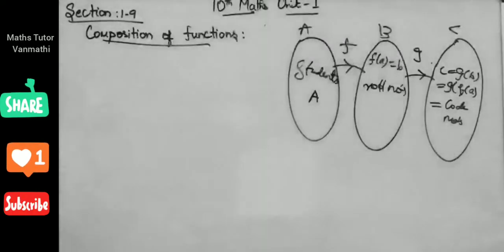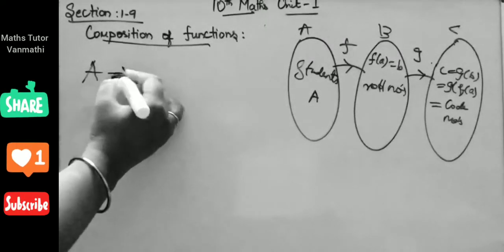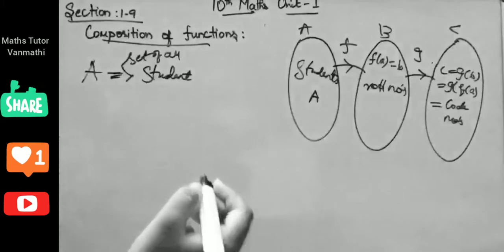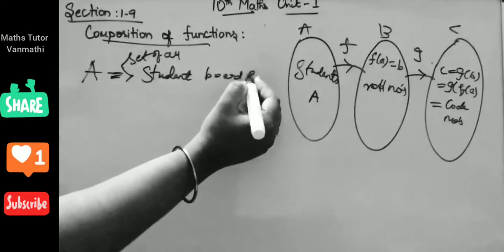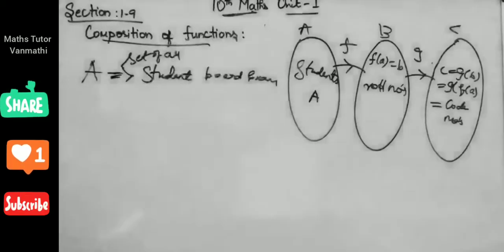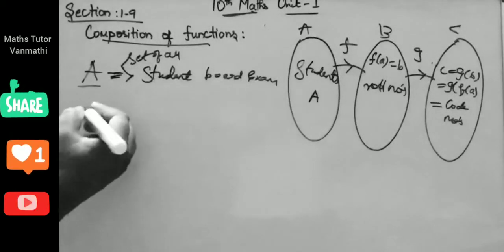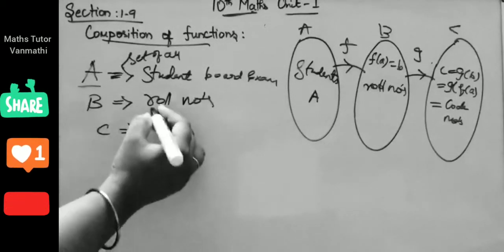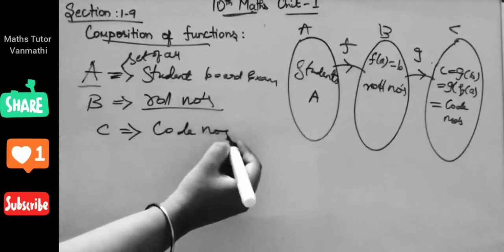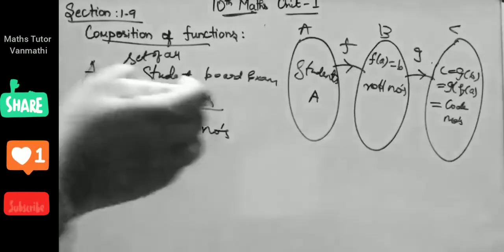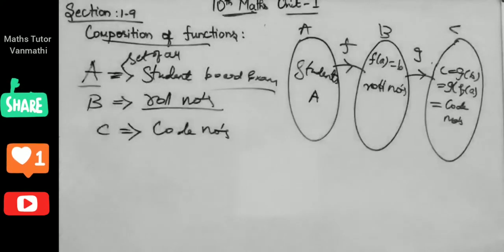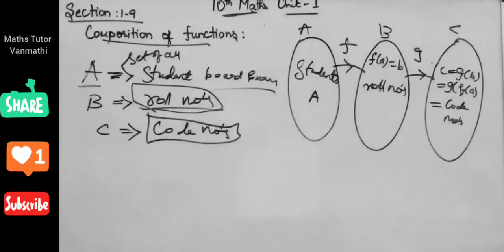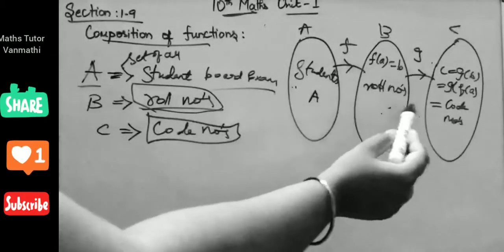Consider the sets A, B and C. Here A is the set of all students appearing for the board exam. For example, consider your 10th exam. A is the set of all students we are considering, B is the students' roll numbers, and C is the code numbers. First, every student appearing in the board exam will be given a roll number. Then that roll number will be given a code number. That is your A, B and C: students, roll numbers and code numbers.